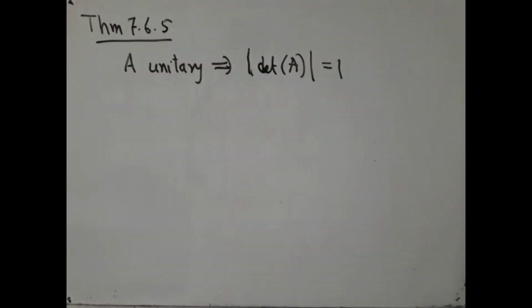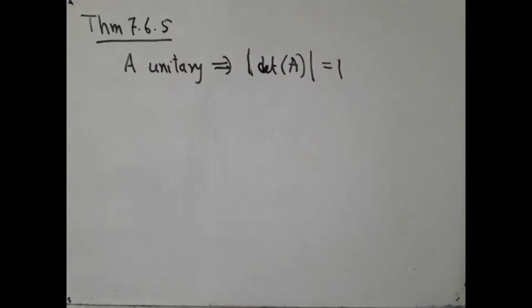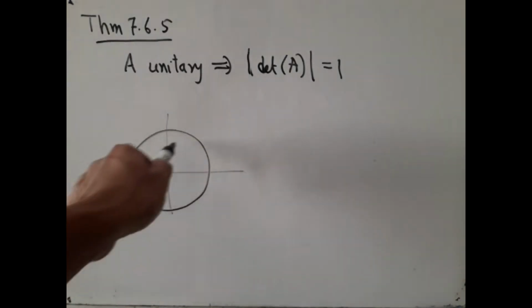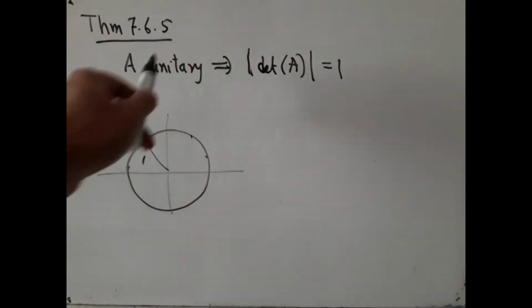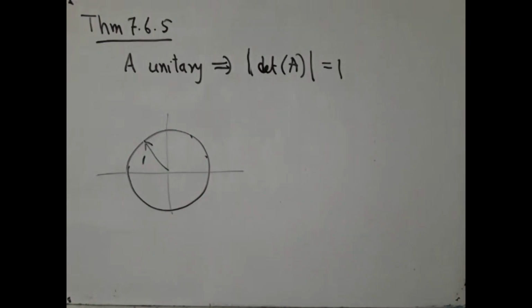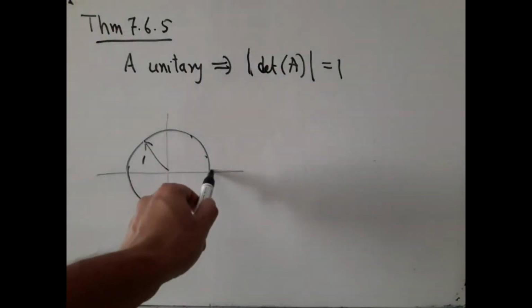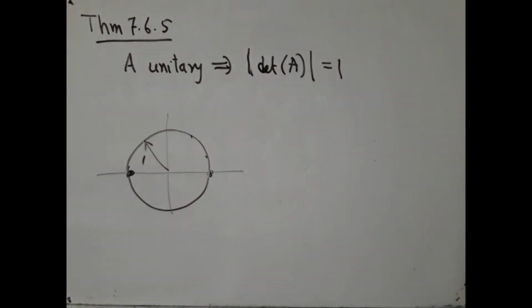Theorem 7.6.5: if A is a unitary matrix, then its determinant, which in general is a complex number, has modulus equal to 1. In other words, it must lie on the circumference of the unit circle. Now if we are working with an orthogonal matrix, then this is a real number with modulus equal to 1, meaning it is either plus 1 or minus 1. So the determinant of an orthogonal matrix is either plus 1 or minus 1.